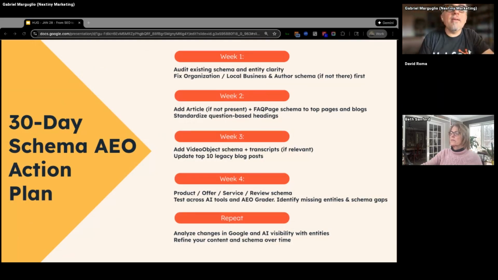So week 1, audit existing schema, fix organization and local business. See what's there, what's not there. Then week 2, add article schema if it's not present. You should have it if you're using a reputable blog system like HubSpot or WordPress. Start adding FAQ page schema to all the top pages, all your top blogs. Just start with your top 10 blogs, top 10 main pages. That will make a huge impact already.